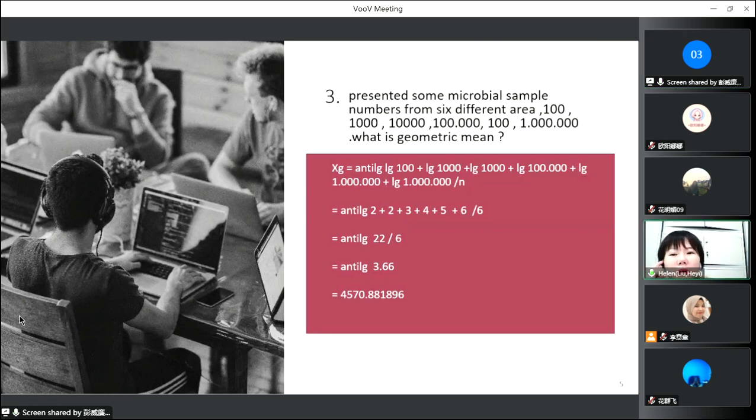Okay. Here the geometric mean is always used in basic medicine, especially when we do some pharmacy experiments in animals. So we will use this mean. Yes. You do a good job. I think this part is a little difficult.